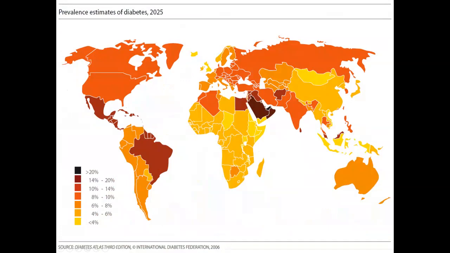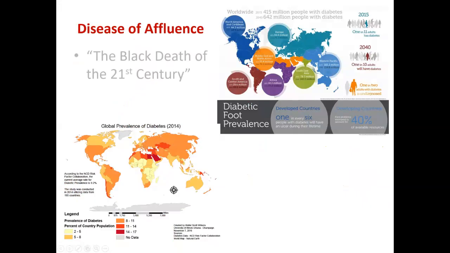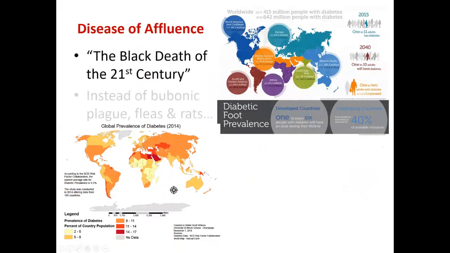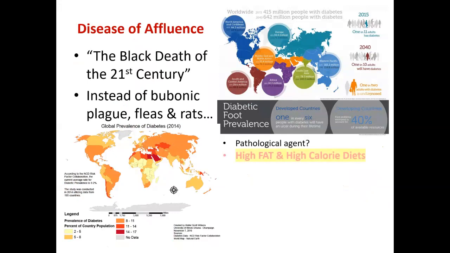And this is the crazy part. We're not the worst. It's affluent countries. I don't know my Middle Eastern countries, but some of you do because you've been there. Brazil, again, a country of affluence. So they call it the Black Death of the 21st century, instead of bubonic plague, fleas, and rats and bats. It is high fat and high calorie diets. And yes, I dare say animal based.